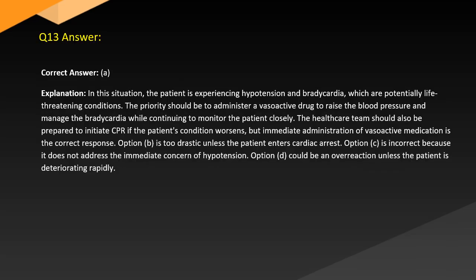Answer. Correct answer, A. Explanation. In this situation, the patient is experiencing hypotension and bradycardia, which are potentially life-threatening conditions. The priority should be to administer a vasoactive drug to raise the blood pressure and manage the bradycardia while continuing to monitor the patient closely. The healthcare team should also be prepared to initiate CPR if the patient's condition worsens, but immediate administration of vasoactive medication is the correct response.